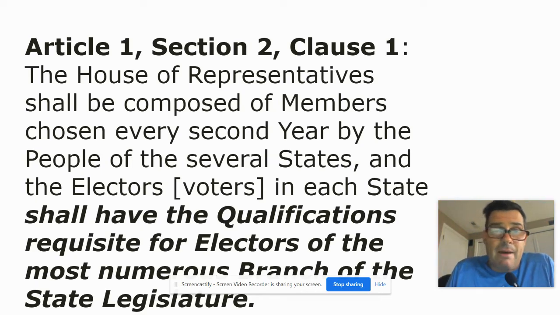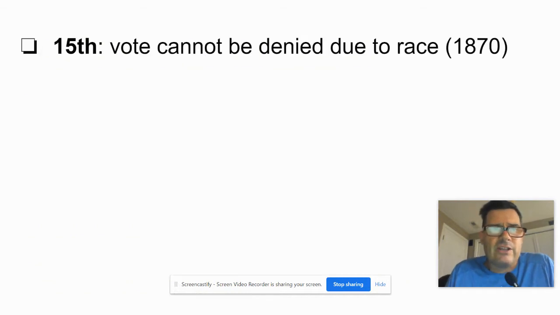So let's look at these amendments that do guarantee rights for voters. Okay, so the 15th Amendment is the first one that affects voting. And it said that the vote cannot be denied due to race. Vote cannot be denied due to race. And that allowed freedmen, free black former slaves, to vote across the country.